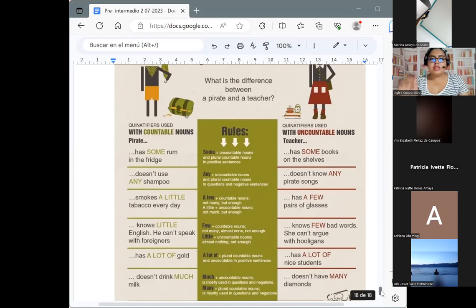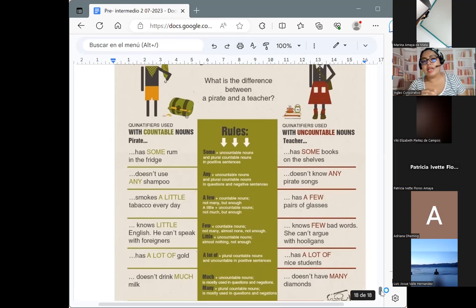And we have here some plus uncountable nouns and plural countable nouns in positive sentences. Any plus uncountable nouns and plural countable nouns in questions and negative sentences. A few plus countable nouns, not many, but enough. A little plus uncountable nouns, not much, but enough. Few plus countable nouns, not many, almost none, not enough. Little plus uncountable nouns, almost nothing, not enough. A lot of plus plural countable nouns and uncountable in positive sentences. Much plus uncountable nouns is mostly used in questions and negations. And many plus plural countable nouns is mostly used in questions and negatives.